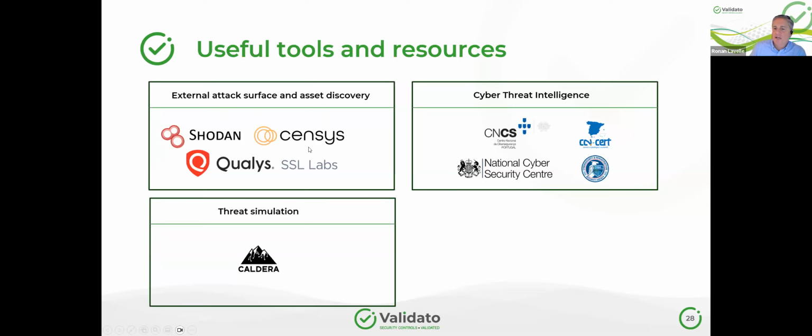So if you want to look at things like attack surface and asset discovery, and understand what do you look like from the outside world, how would an attacker maybe view your infrastructure and your assets and your supply chain's assets, there are a bunch of tools like Shodan and Census and SSL Labs, but there are literally 200 to 300 other tools out there that you can use as well.